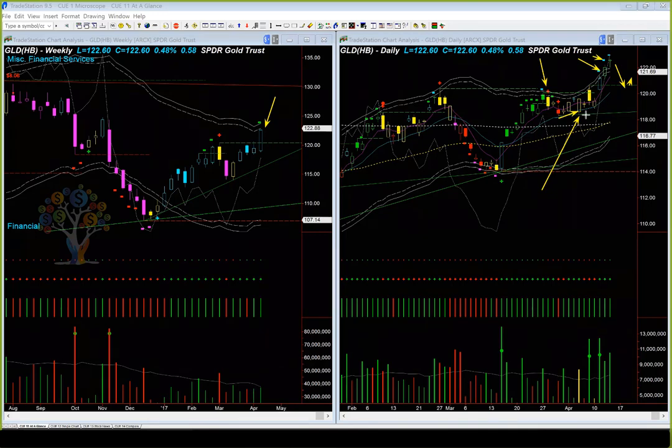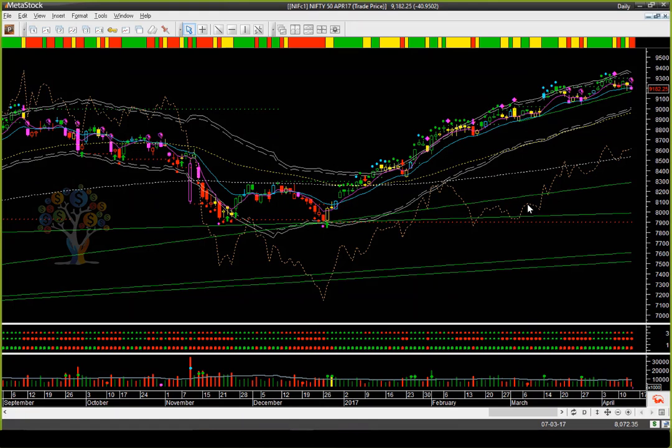Let's now move to the India market. We'll use MetaStock for that. This is Nifty because it is the broad market index for India. We don't need the relative performance.